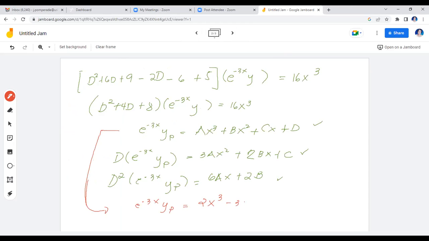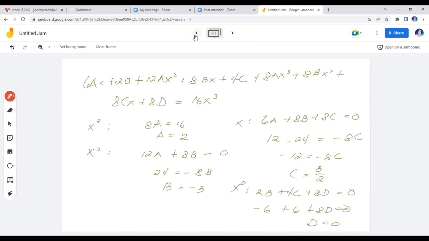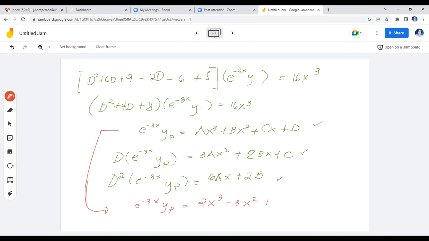Okay, you have this. What's our c? 3/2. d is 0. If you bring this e raised to negative 3x back here, then we say that our particular solution is e raised to 3x, transferring the e raised to minus 3x on the other side, times the quantity 2x cubed minus 3x squared plus 3/2 x.